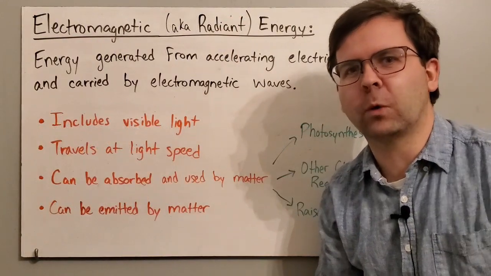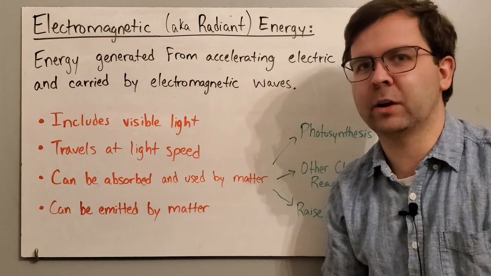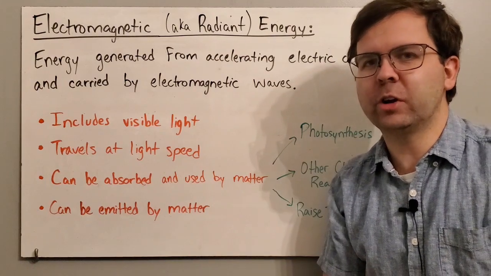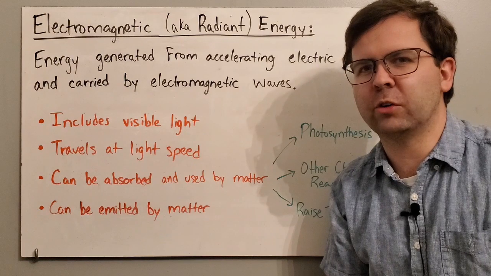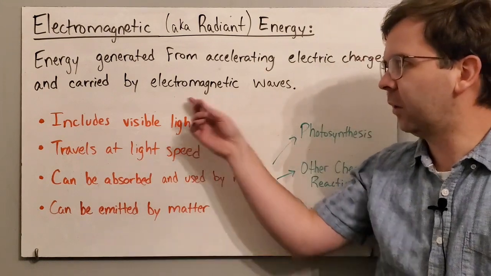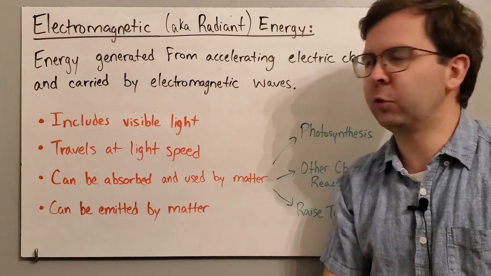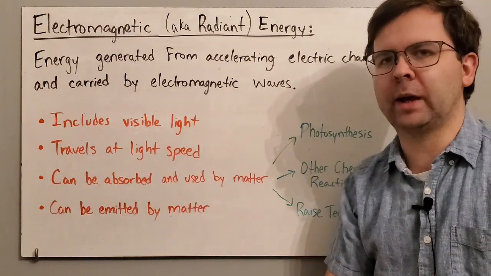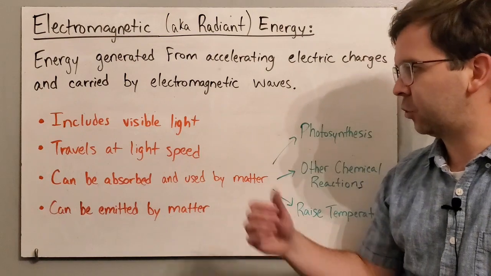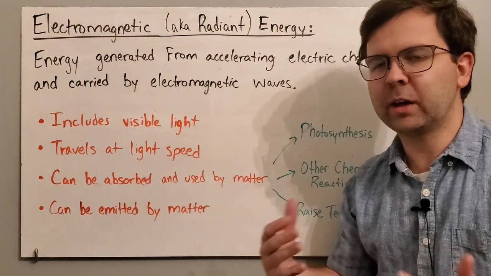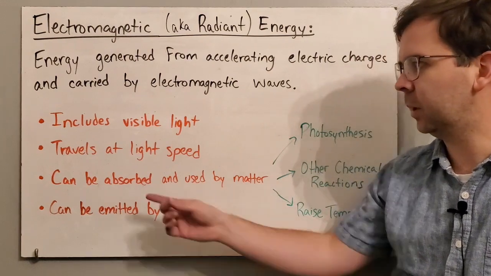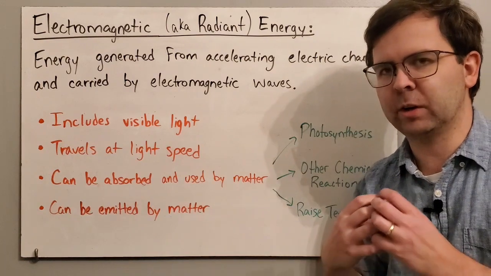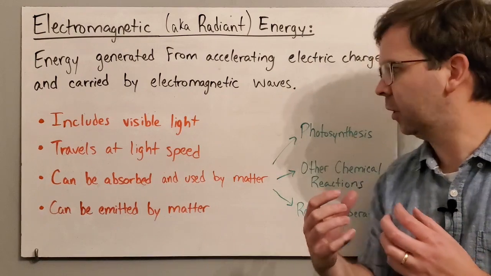Maybe the most unique form of energy is electromagnetic energy, also known as radiant energy. This is energy that's generated by electric charges that accelerate, and it's carried by electromagnetic waves. These waves can carry through empty space, and this includes visible light. So we're talking about light waves. They travel at light speed, and this kind of energy carried by a light wave can be absorbed and used by matter. So objects can absorb this kind of energy and then use it for different purposes.